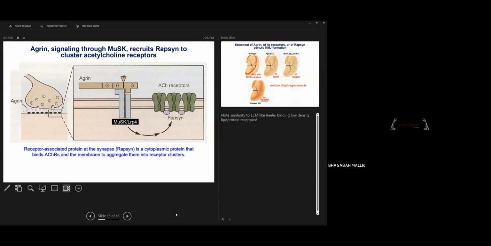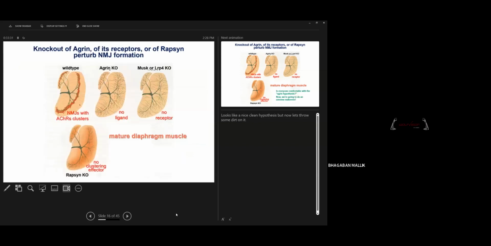You can see that the MuSK LRP4 receptor, through this actin dynamics pathway, regulates another molecule called rapsyn. It stimulates rapsyn to be recruited, and this rapsyn helps in clustering of the acetylcholine receptor in the postsynaptic cell. That is what is shown.